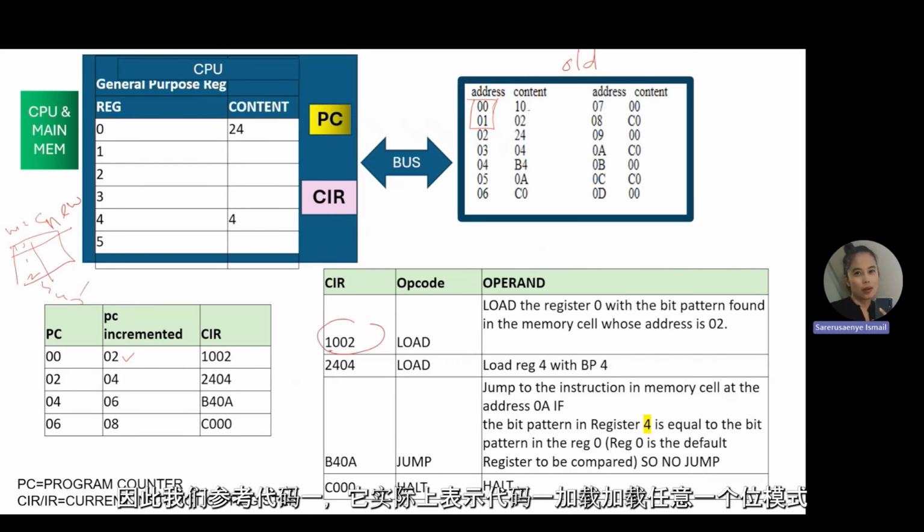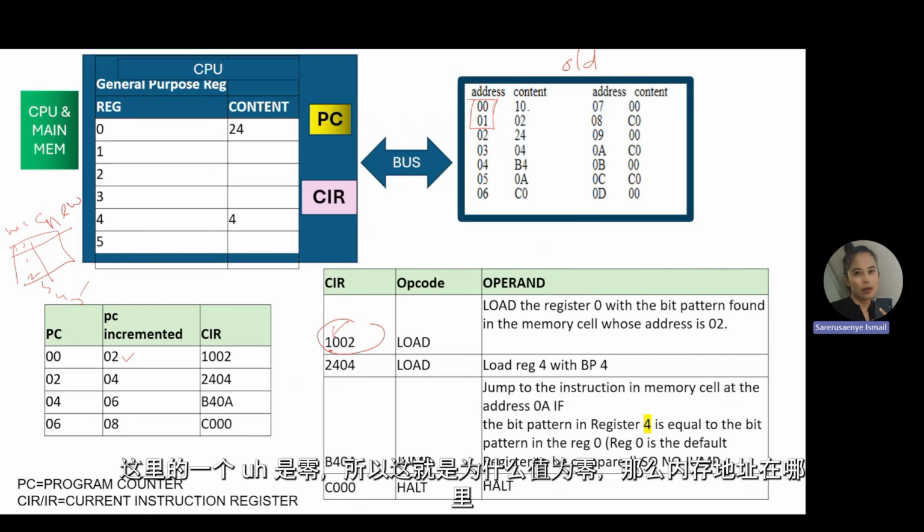So we refer to opcode number 1. It actually says number 1, load: load a bit pattern found in the memory. So we write down, okay, load the register. So what is the value of the register? It is a 0 here. So that's why the value here is a 0.